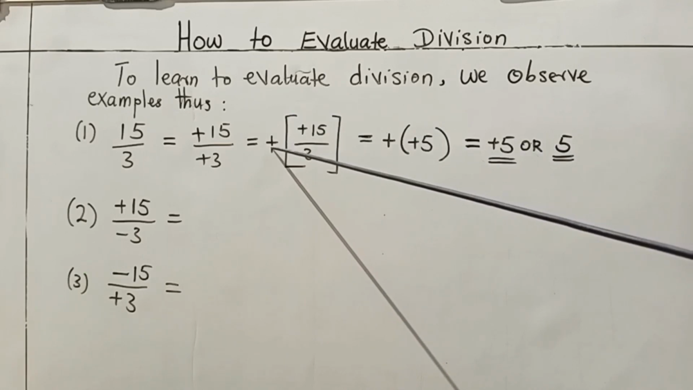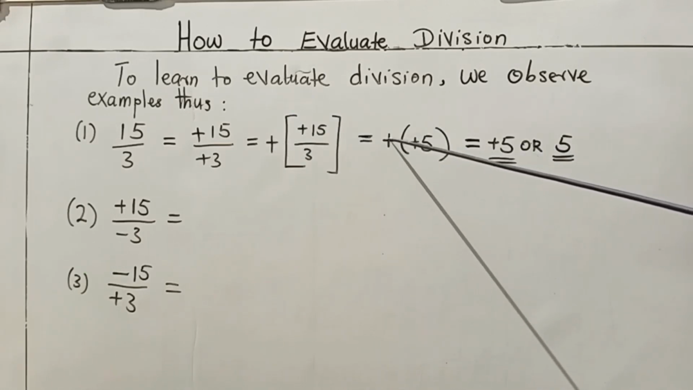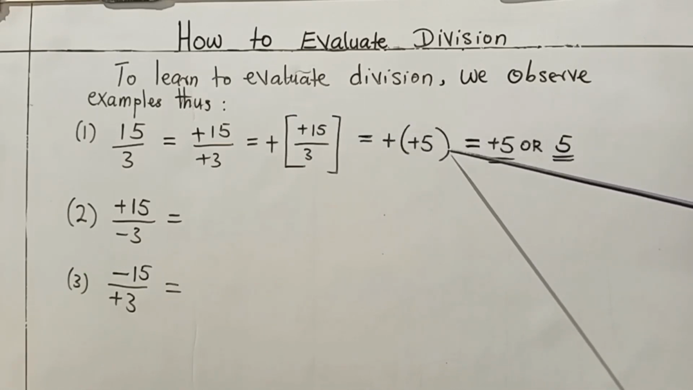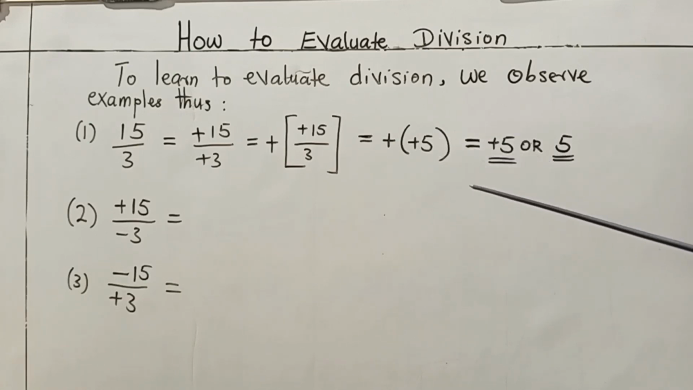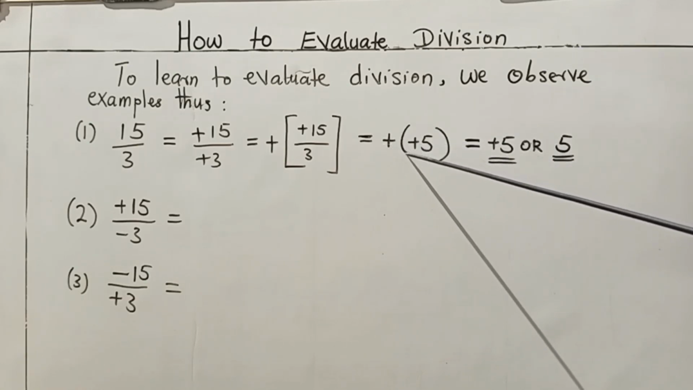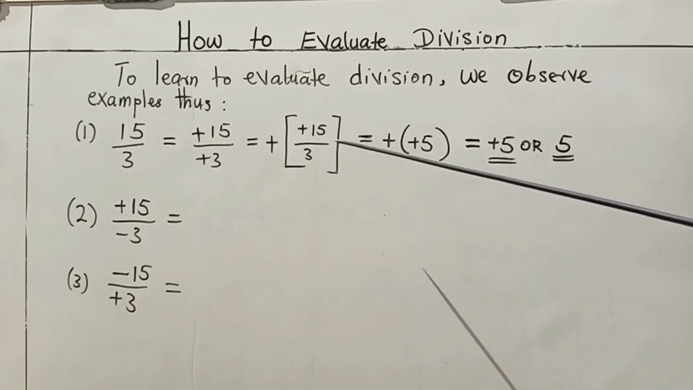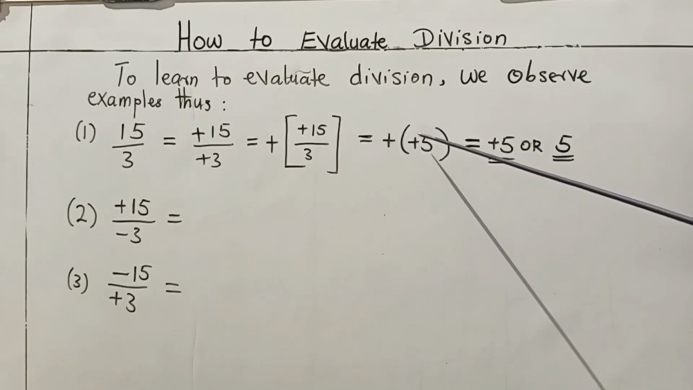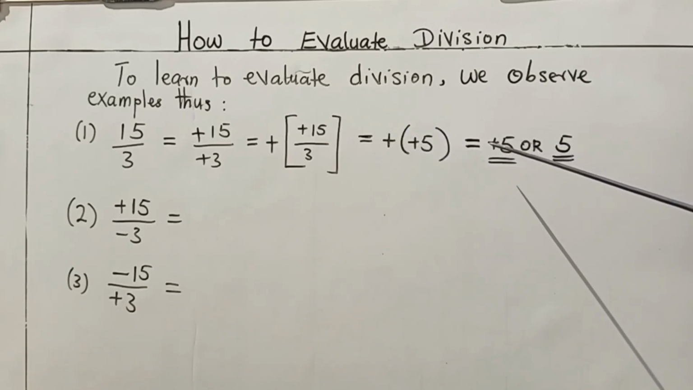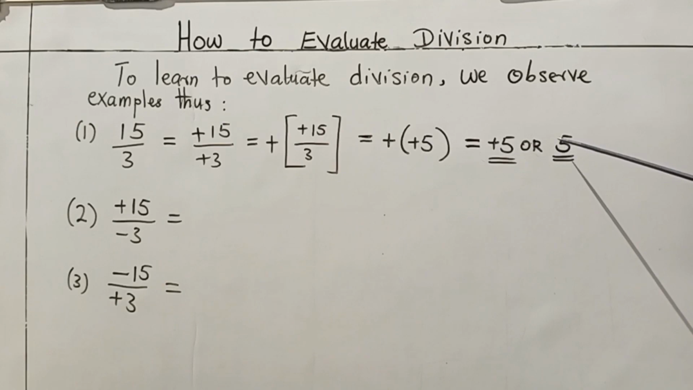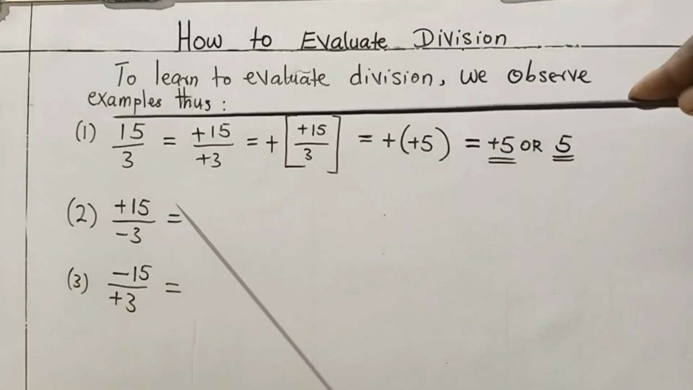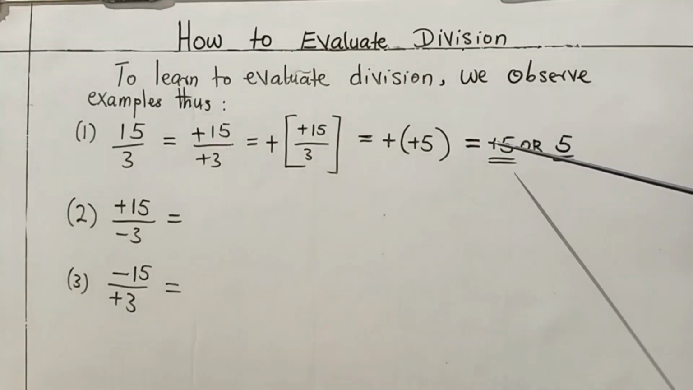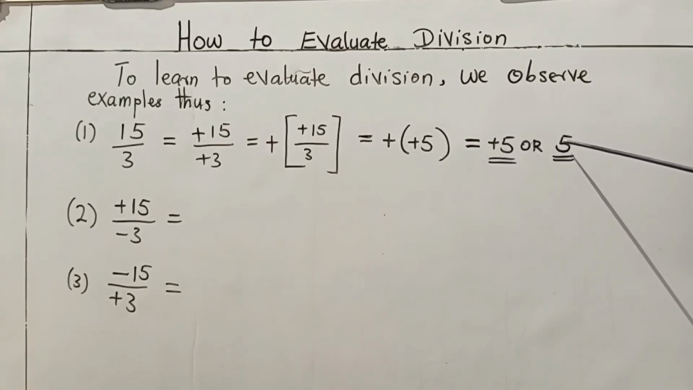Then this positive, which is here, now tells us the final outcome of the process. This that has come out of here, I believe is clear, and will lead us to the last answer. How? Positive of having 5. What is it? It is having 5 or just 5. Therefore, 15 over 3 is equal to plus 5 or just 5. Is that clear to you?